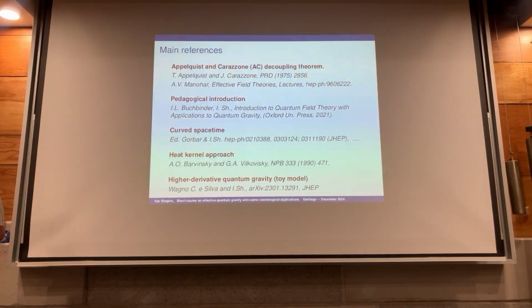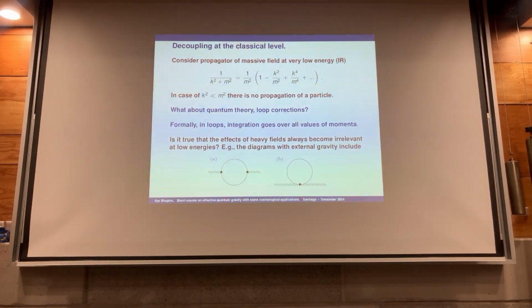Okay, let's go. So first of all, what is the decoupling at the classical level? It's something very simple. Imagine you are in the infrared. So you have the classical Euclidean propagator of some massive field. How do you present this propagator in the infrared? The leading term is 1/m², and then you have this series.